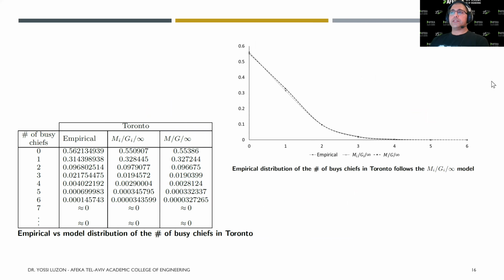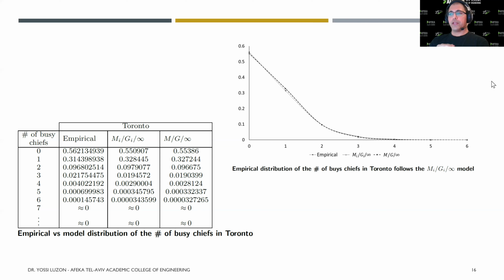What you see here is that it does. Consider this table on the left. The first column indicates the number of busy vehicles. The second one shows the proportion of time out of the years 2011 to 2016 that we had 0 busy chiefs, a single busy chief, 2 busy chiefs, and so on.